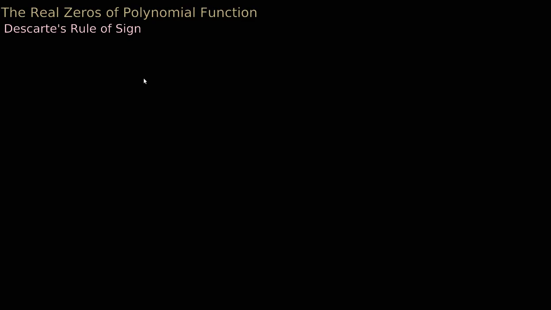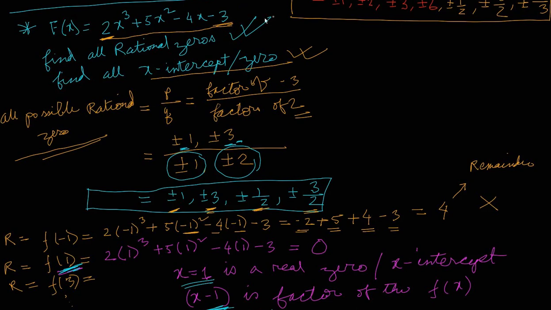Hello, in this video we'll try to learn Descartes' rule of signs. Before I write down the rule, let us see what we learned in our previous video. If you remember, we were given a function f(x) = 2x^3 + 5x^2 - 4x - 3.